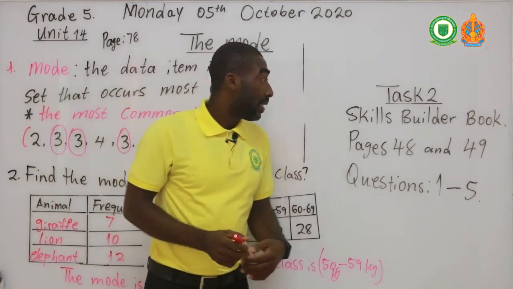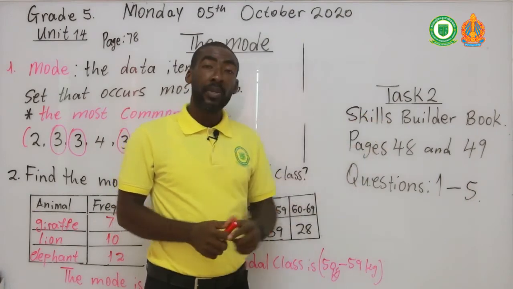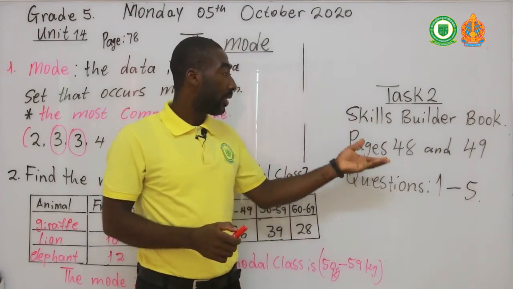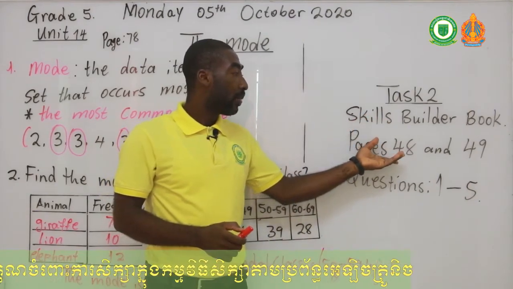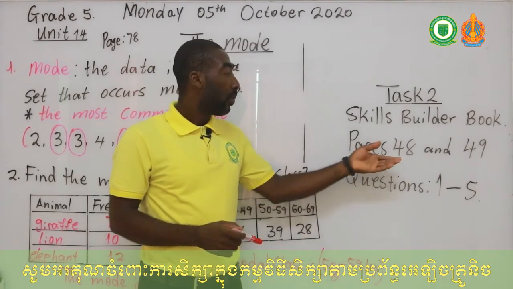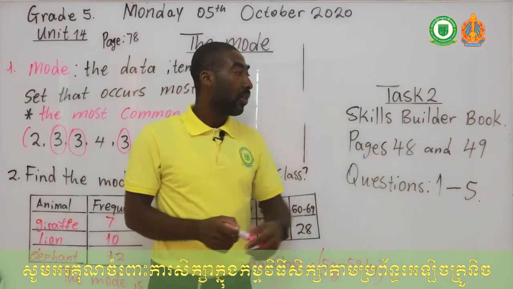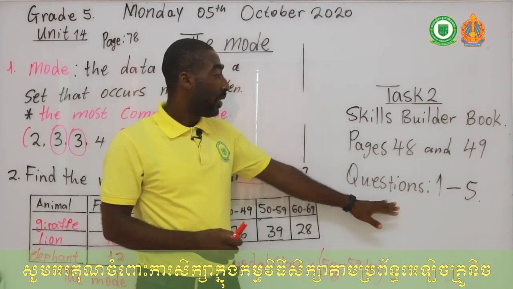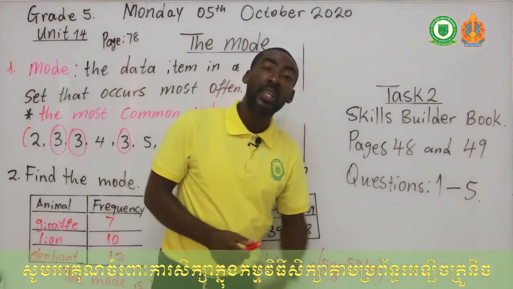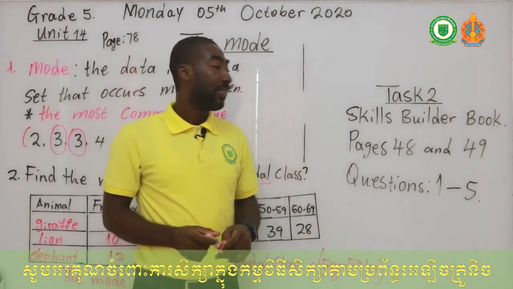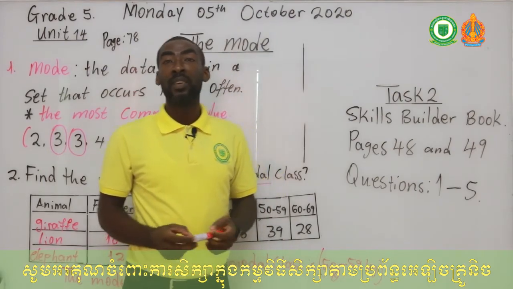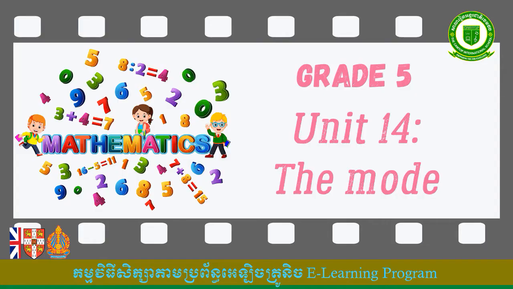Our second activity is from the Skills Builder textbook, text section. We are looking at pages 48 and 49. Please, you are to answer questions 1 up to 5. Afterwards, we'll meet in our last video.